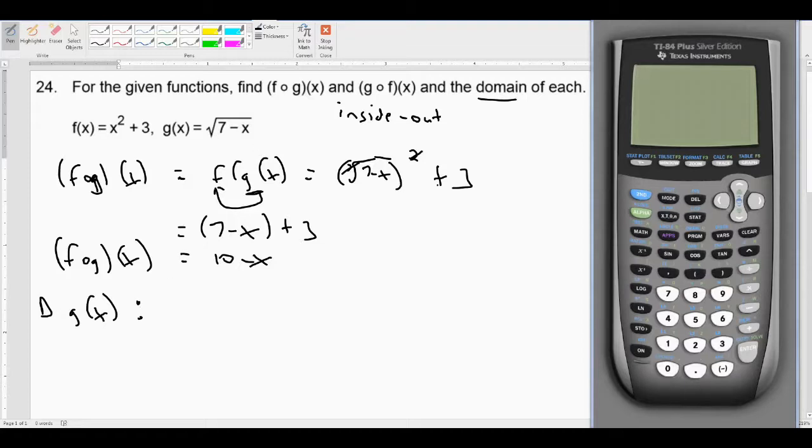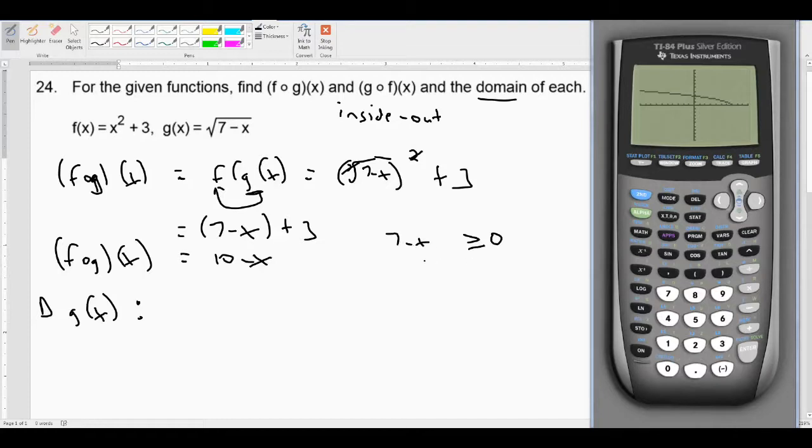Now since this is the square root of 7 minus x, let's just go ahead and graph it. And you'll see half of a sideways parabola. And that's going forever to the left, but to the right it's going to 7. How do I know that? Basically because when I take this square root of 7 minus x, I know that the radicand, the expression under the square root, has to be greater than 0 or could be equal to 0.